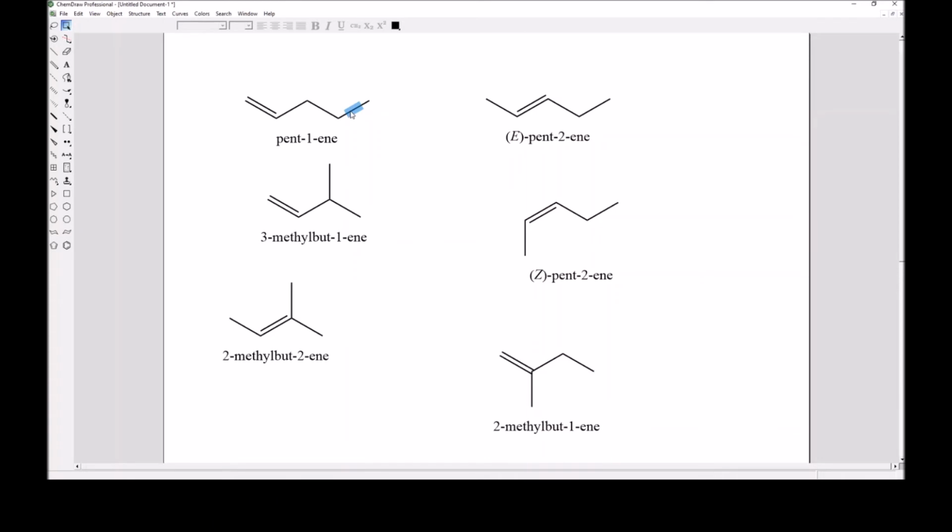All right, so the first thing we want to look at, the second most important criteria after you deal with the number of carbons. So criteria for stability.